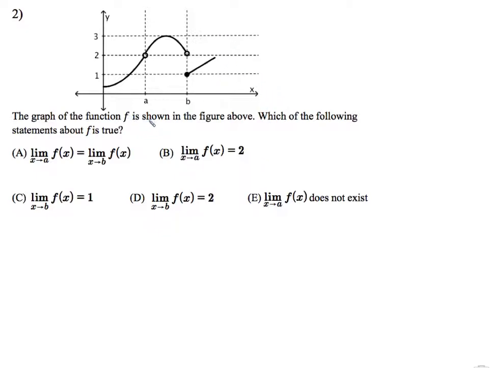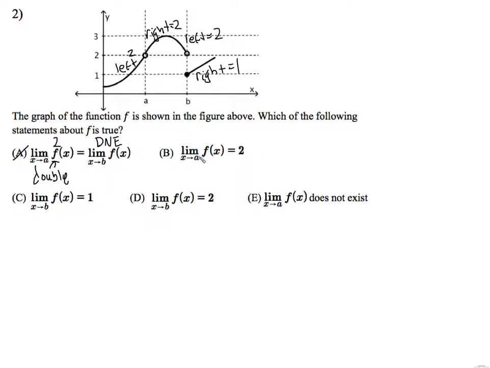All right, the graph of the function f is shown in the figure above. Which of the following statements about f is true? I would love to ask questions, but I'm going through this fast. This is a double-sided limit. Double-sided limit of a: left is equal to 2, right is equal to 2. So this whole thing is equal to 2. Double-sided limit of b: the right is 1, left is 2. These are not equal to each other, so this does not exist.